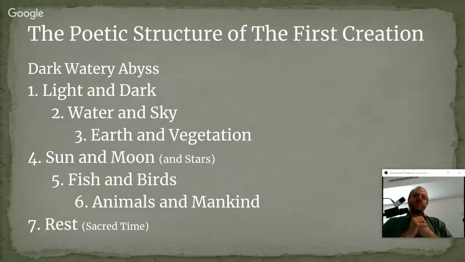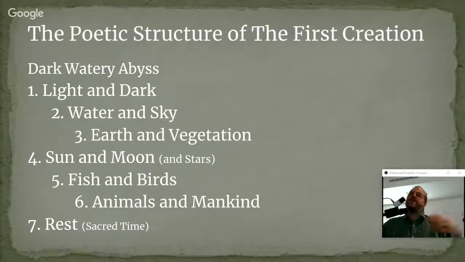So in day 1, we create the environment, the light and the dark. In day 4, we create the things that move, act, and control that environment, the sun and the moon, the lights that control the light and the dark. Day 2, we create the environment, the water and the sky. So in day 5, we create the things that move and act within that environment, the fish and the birds.